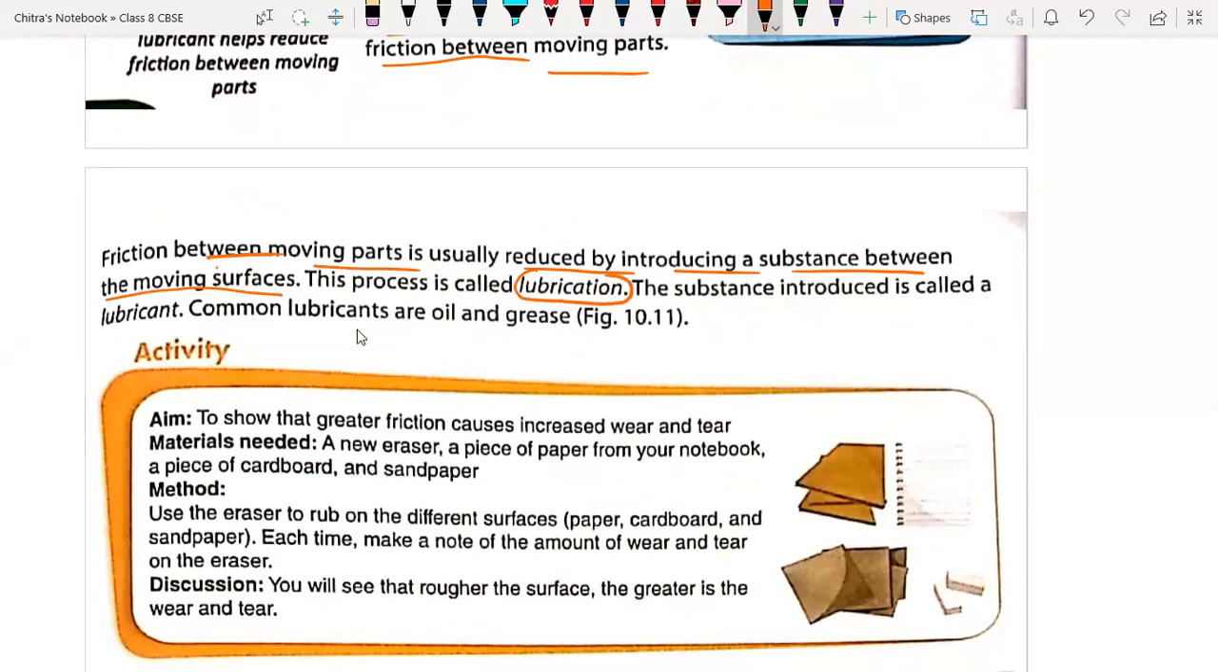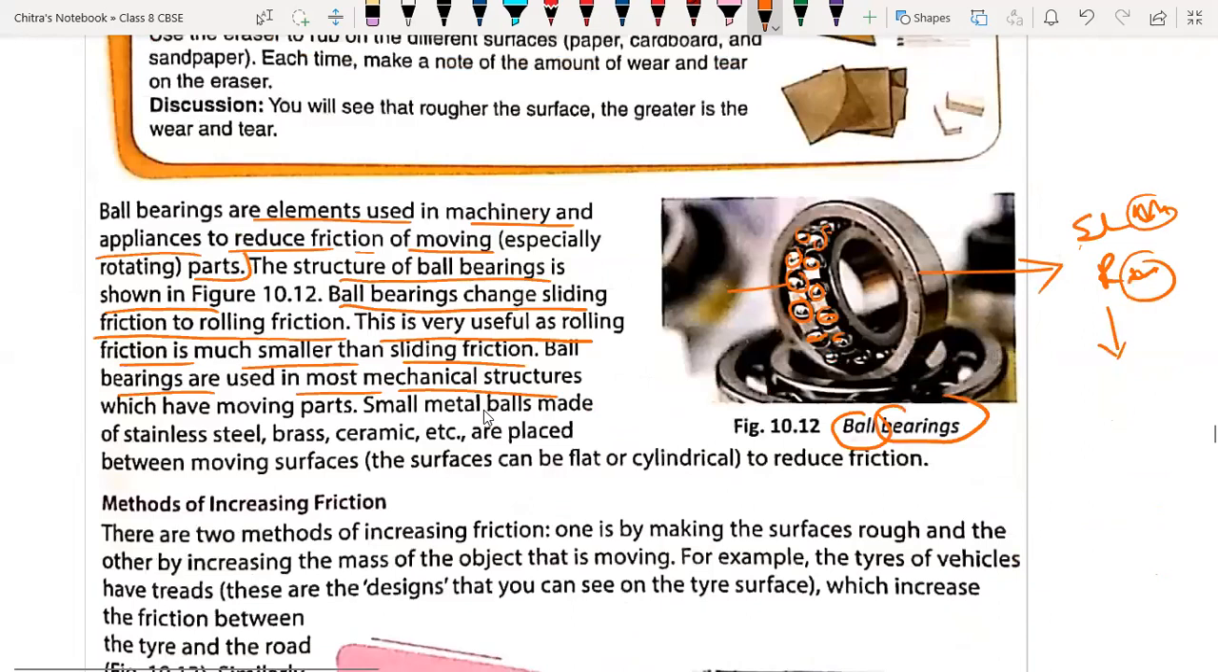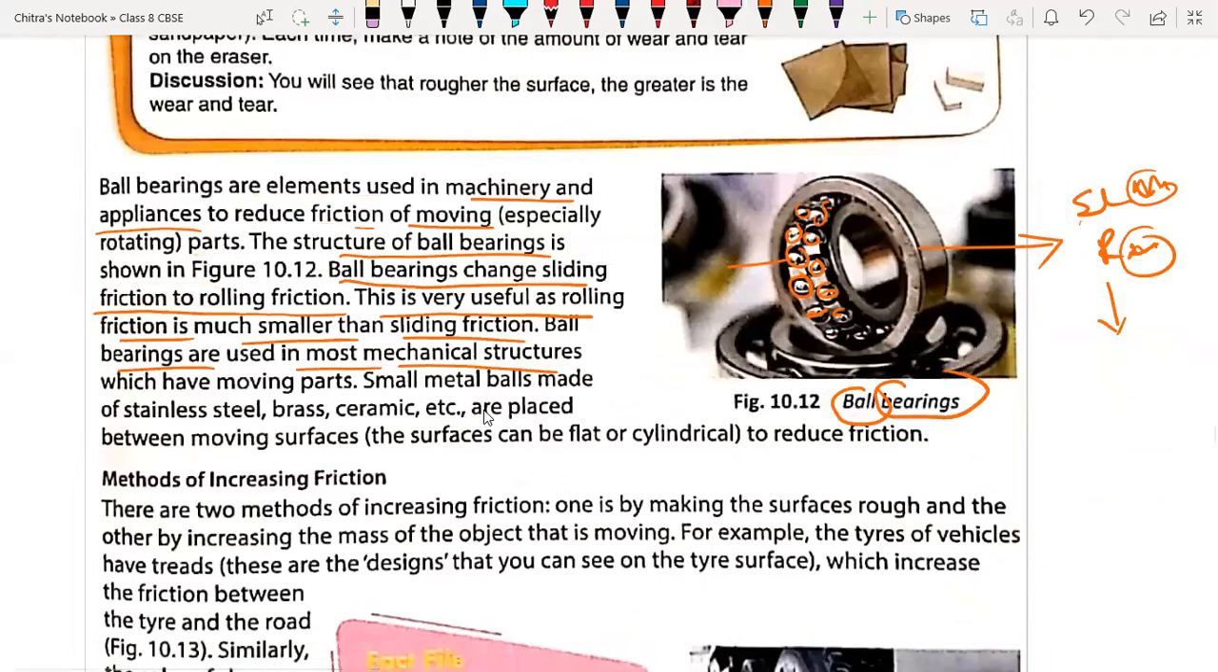That's why we change the gear oil and engine oil of our bike or car from time to time. The substance introduced is called a lubricant. Oil and grease are the common lubricants that we use in our vehicles. Now, what are the other tools by which we can reduce friction?